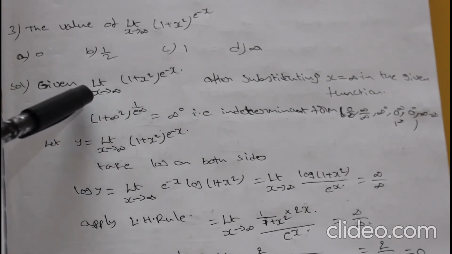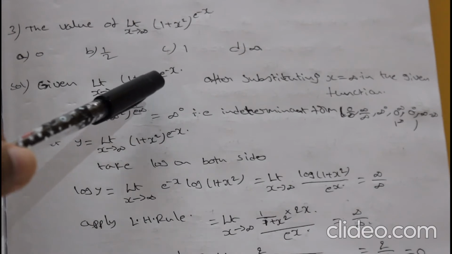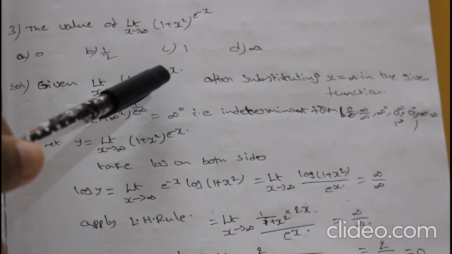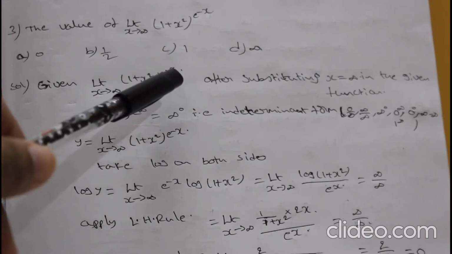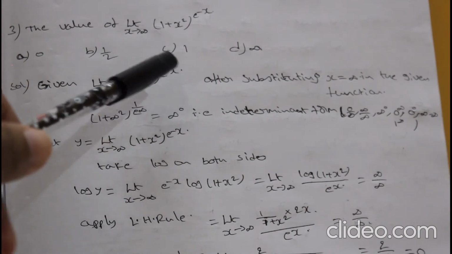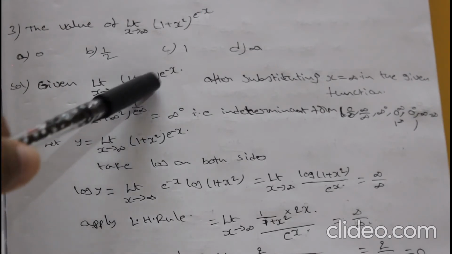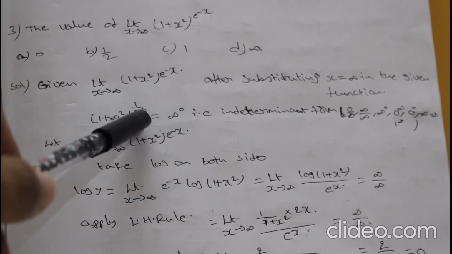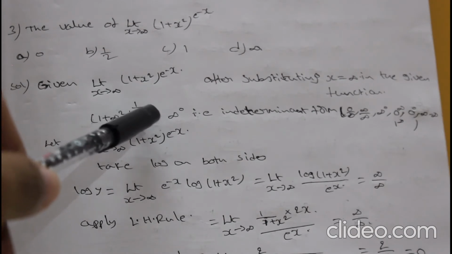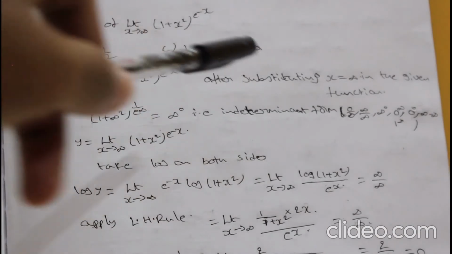After substituting x is equal to infinity in the function, that is 1 plus infinity square, power e power 1 by infinity, because e power minus x is nothing but e power 1 by x. So this total will be infinity, and this will be e power 1 by infinity. So 1 by infinity means 0, so infinity power 0, so it is also an indeterminate form.